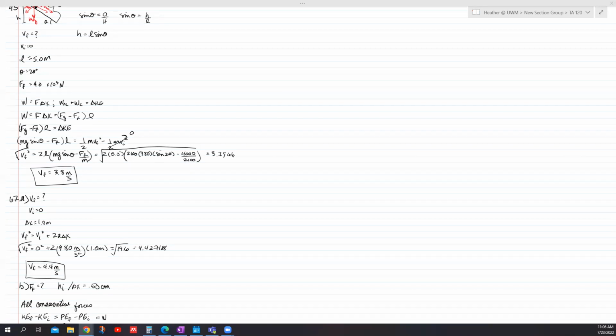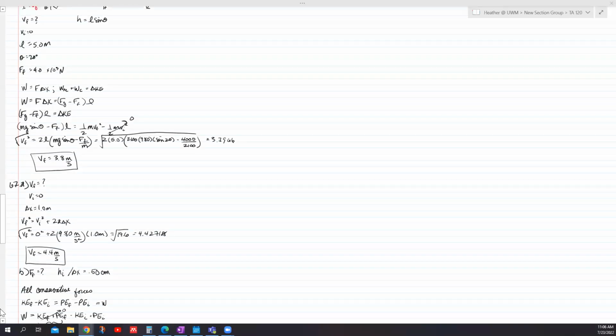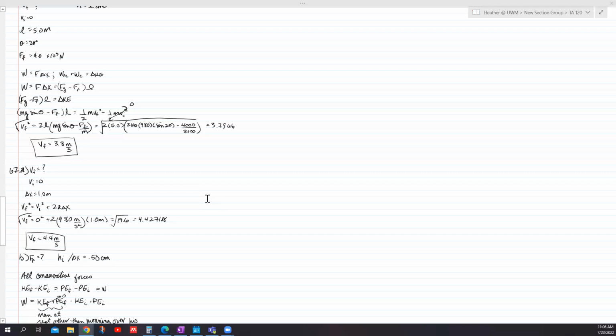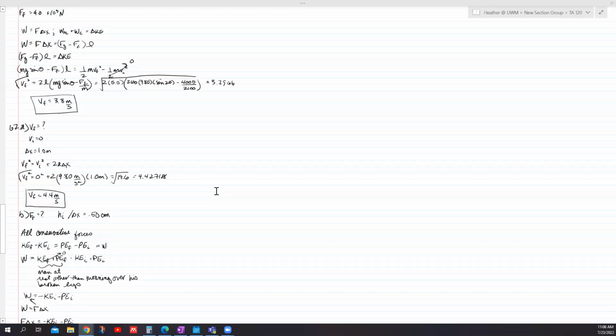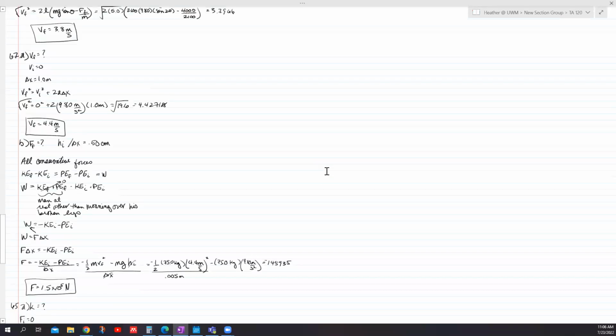A 75 kilogram imp steps out a window. This one is terrible. This problem is terrible. I couldn't even believe it. I actually read it out loud to my future husband and was like, oh my gosh, listen to this problem.